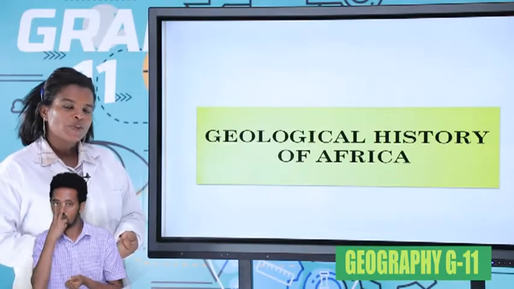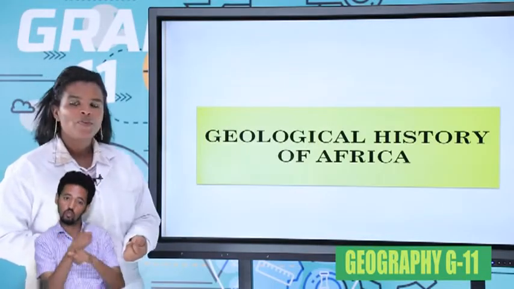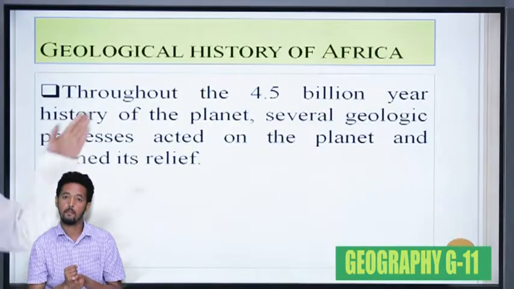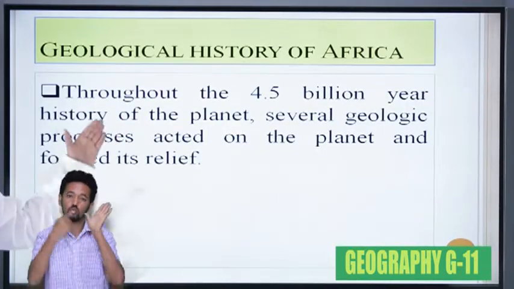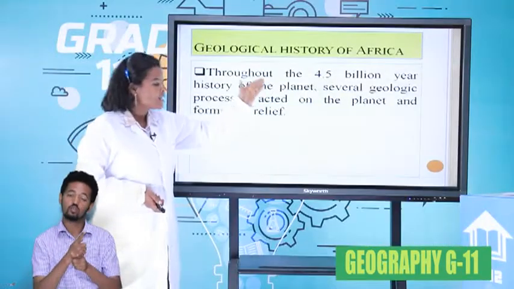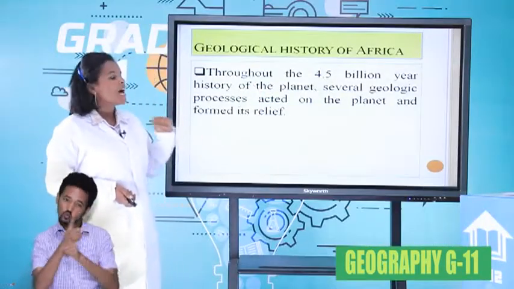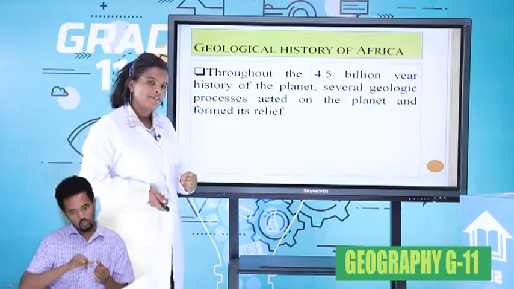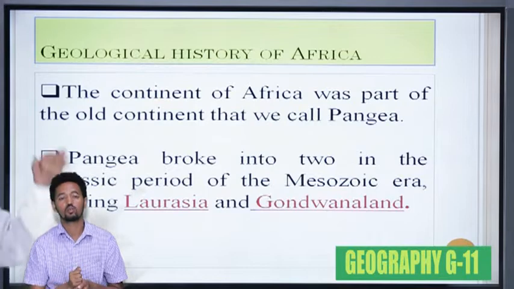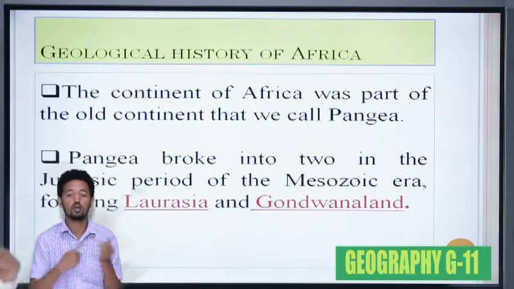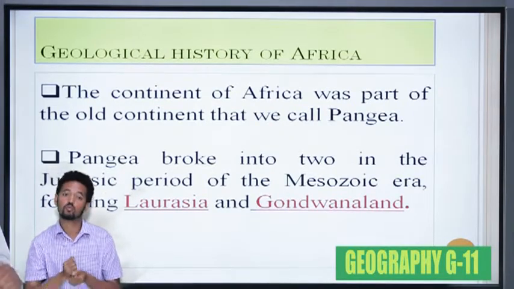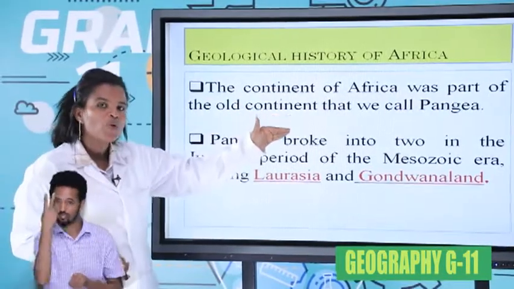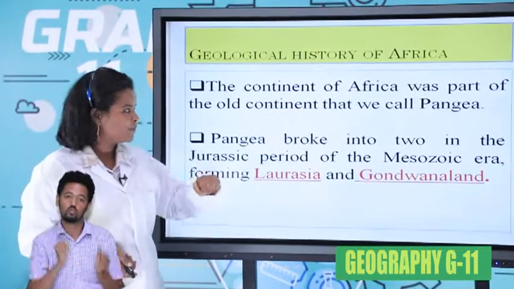Let's move to the geological history of Africa. Throughout the 4.5 billion years history of the planet, several geological processes acted on the planet and formed its relief. The continent of Africa was part of the old continent we call Pangaea. Pangaea broke into two because of continental drifting.